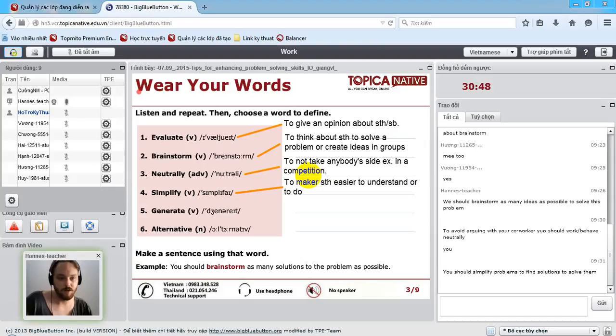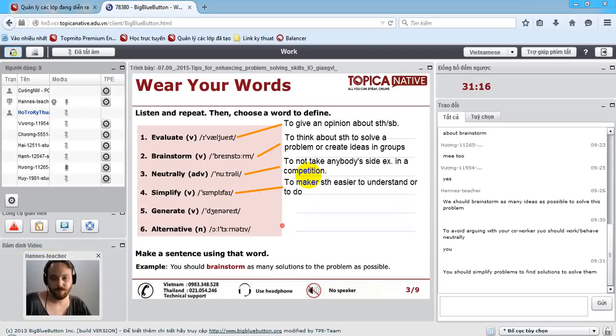Okay, so we have two more words, generate and alternative. So any volunteer, generate or alternative. Any volunteer, or I'll pick someone random. We divide the word up. Okay, Hoon, can you pick one? Generate or alternative? I will define the alternative.